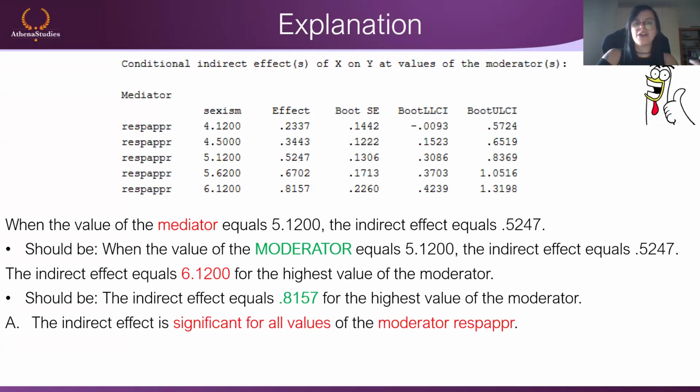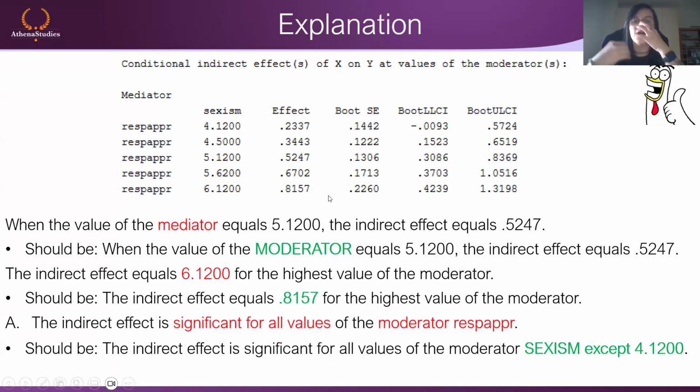And finally, the indirect effect is significant for all values of the moderator respup. There are two mistakes here. First of all, the moderator is not respup, but the moderator is sexism. And second, it is not significant for all values. It's significant for all values except 4.12. Because if we look here at the confidence interval, we see that in the first one, we go from minus to plus. So the 0 is in the interval, hence not significant. While for all the others, the 0 is not in the interval, from positive to positive. So for the others, it is significant.